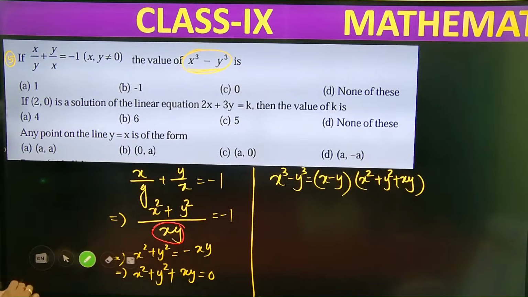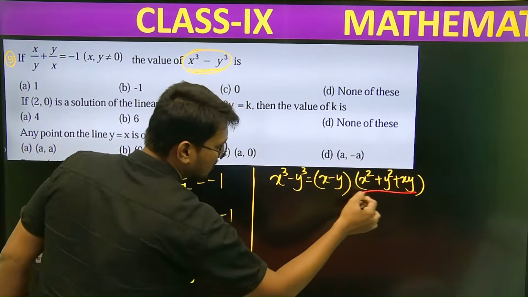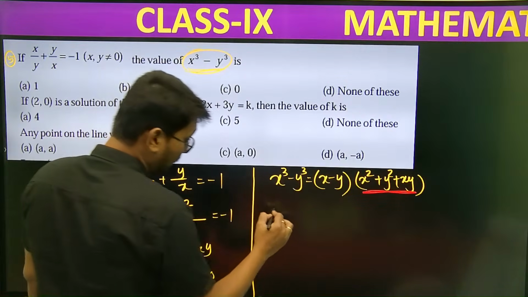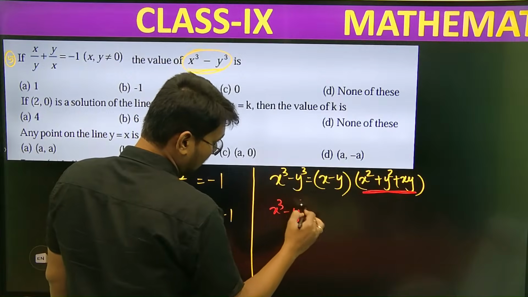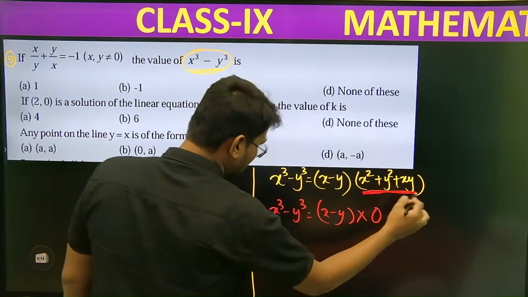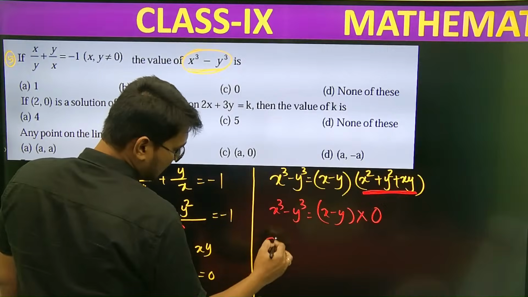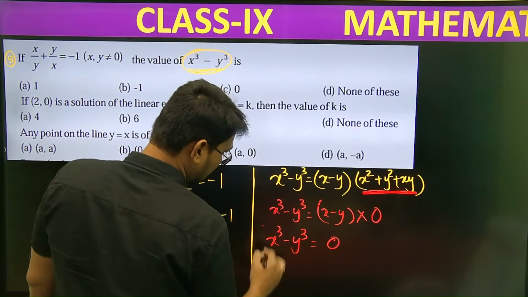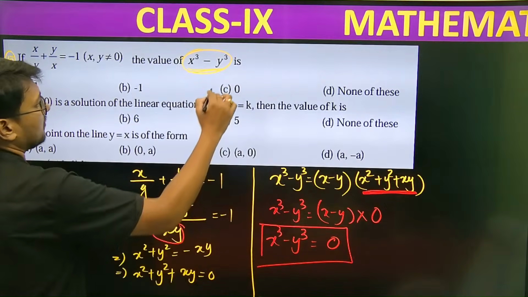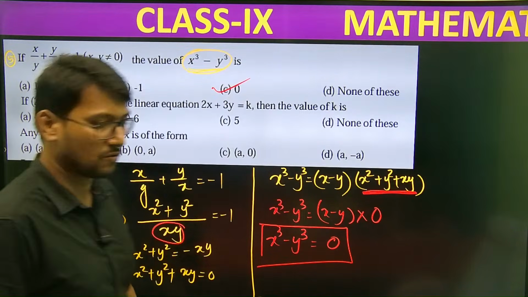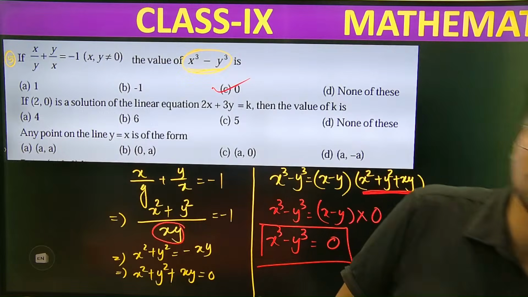Now check. Do you have this value? This value is 0. So therefore x cube minus y cube equals x minus y multiplied by 0, because this is 0 that we have got here. So hence x cube minus y cube equals 0. This is your answer, option number C. Option C. Clear, all? Solve it. Clear?